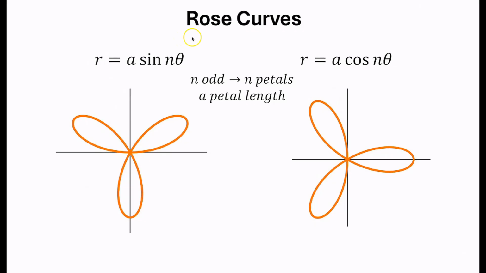Another really popular type of polar graph is called a rose curve. So the equation looks like either r equals a sine n theta or r equals a cosine n theta. And we're going to break this down into cases. So if n, the number times theta, is odd, then this is going to create a rose with n petals.